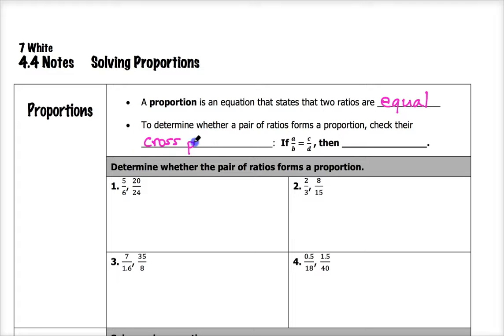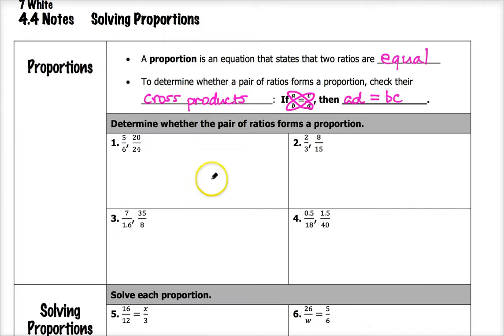And what that means is if I have the two ratios here, A over B and C over D, if those ratios are equal, then the product of A times D has to be equal to the product of B times C. So that's how we check to see whether two ratios are equal. So we're going to practice that here in 1 through 4. We're going to determine whether each of these pairs of ratios we're given forms a proportion.